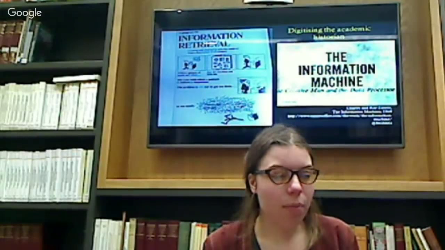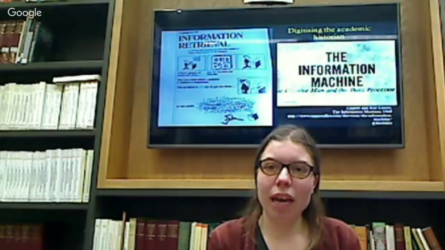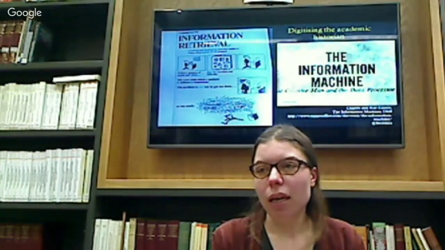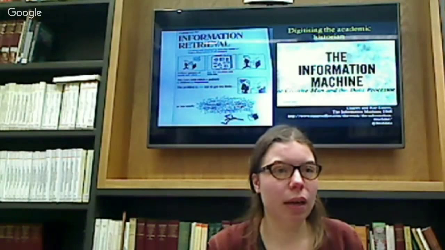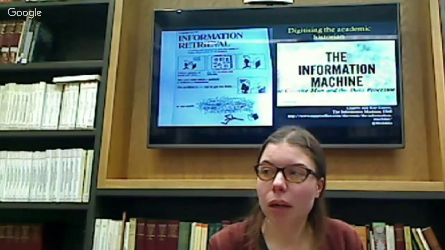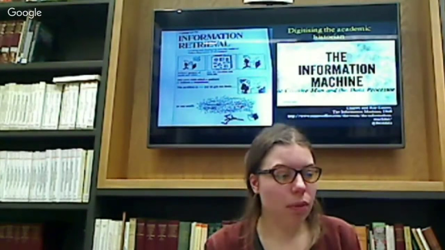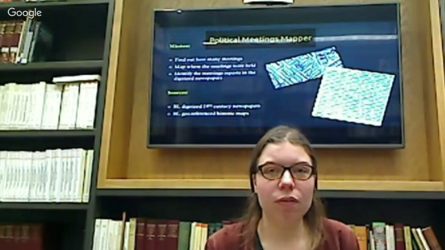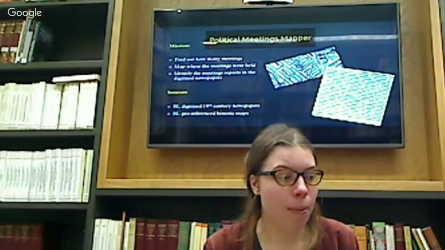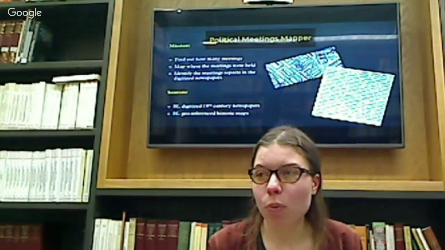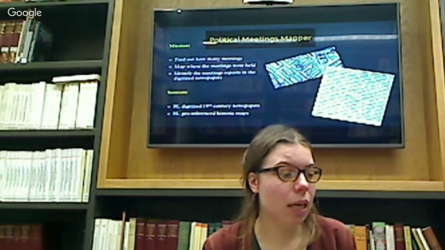Okay, so I'll just go through what the Political Meetings Mapper did, what it aimed to do and what we ended up doing. It ran from the middle of May last year, and we did a showcase in November. So that's how long we had to do it. The mission was to find out how many meetings we could extract from one newspaper, the Northern Star. We wanted to map where the meetings were held to see if there were any geographical patterns.